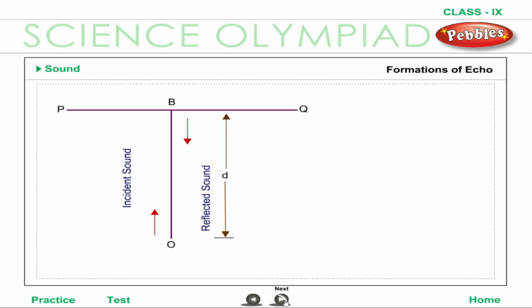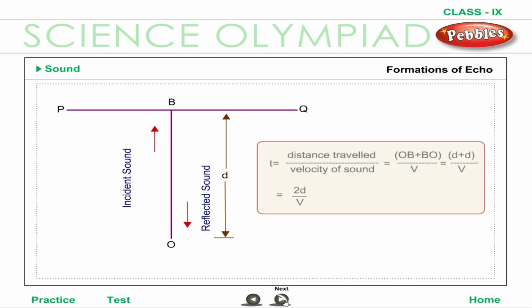Formation of echo. In the figure, PQ is the reflecting surface that is placed in the path of the sound. Let the source and the listener be at O. When the source emits sound, OB is the path of the incident sound wave and BO is the path of the reflected sound wave. If the reflecting surface PQ is at a distance D from O and if T is the time of echo, we can write as above.